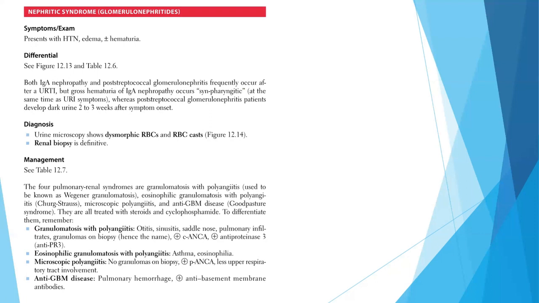Now, these all can be associated with nephritic or nephrotic syndrome. That's why we are mentioning this here. And the treatment of the nephritic syndrome is steroids. But if it also comes associated with other vasculitis syndromes, then we also want to give steroids and cyclophosphamide. That's why we are mentioning the vasculitis here. So eosinophilic granulomatosis with polyangiitis consists of asthma and eosinophilia. The microscopic polyangiitis consists of no granulomas in the biopsy and is P-ANCA positive. The anti-GBM disease or the Goodpasture syndrome has pulmonary hemorrhage plus anti-basement membrane antibodies.